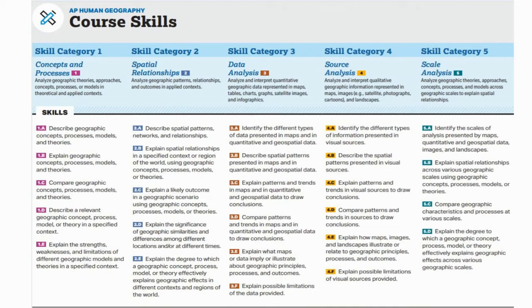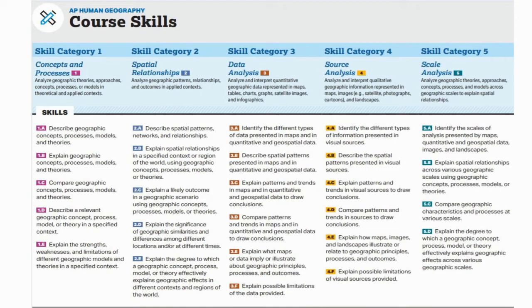And so what I want to do is first show you this again so you can see that there are 5 different skill categories: concepts and processes, spatial relationships, data analysis, and source analysis are actually the same learning targets if you're looking at the brown and the yellow right now. The only thing that's different is the type of source that you're analyzing. With data, it's charts, tables, graphs, satellite images, etc., maps on both source and data. And then on the other side, with source analysis, you're looking at satellites, photographs, images of landscapes, and so on and so forth. And then finally, skill category 5 is scale analysis.